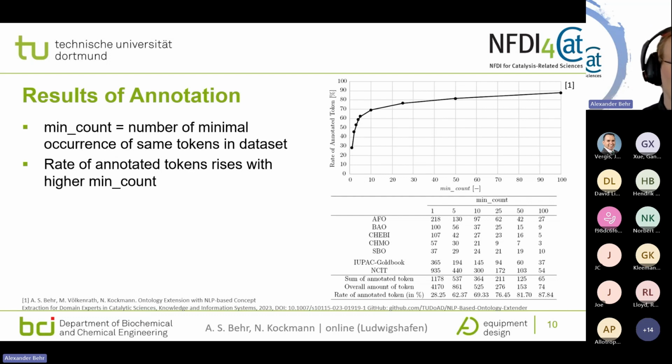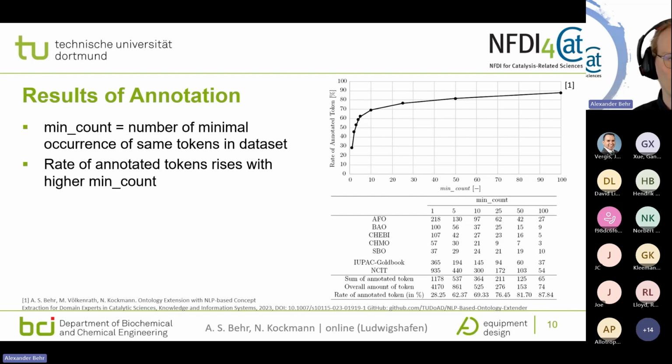And as you might expect, the rate of the annotated tokens that you can see here rises with a higher min count. So the more exclusive I get with the tokens that I want to investigate, the more tokens are annotated. This I would explain with the way ontologies are usually defined and designed. Usually you would start with the most general concepts, and this is also the purpose of ontologies, to come up with general classes. So it makes sense that the higher the min count, the more the tokens get annotated, because they might occur more often in ontologies.